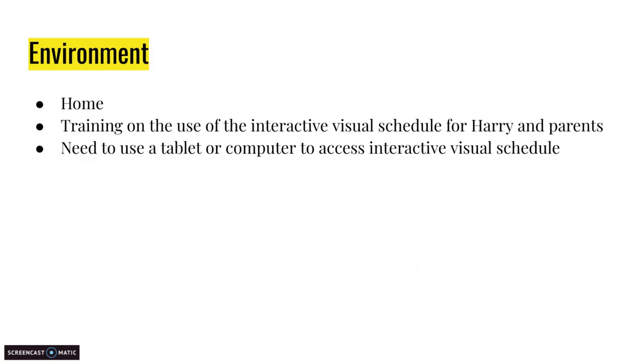The environment that I will be teaching this lesson in is Harry's home. So I will have to provide training on the use of the assistive technology that I made for Harry, which is an interactive visual schedule. I will have to train both Harry and his parents on how to use that. The materials I'll need are anything he needs for his morning routine, which should be in his house already, or his nighttime routine. And I will also need Harry to have a tablet or computer to access the interactive visual schedule.